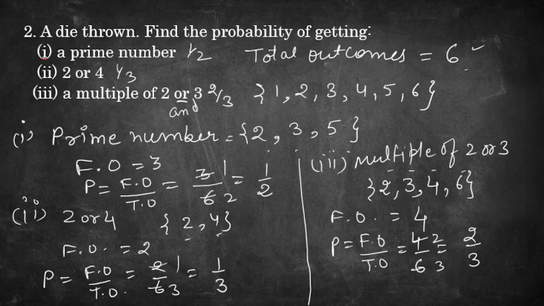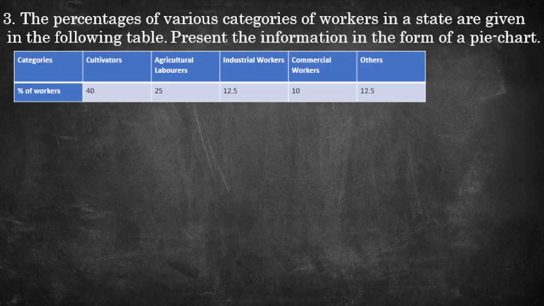Okay, yes. Now let's move to the next slide. Yes. Now question number 3 says the percentage of various categories of workers in a state are given in the following table. Present the information in the form of a pie chart. Okay. Now see, whenever we present information in the form of a pie chart, we always write these categories in degrees. Okay. So we'll convert it into degrees. So now let's see how to convert.